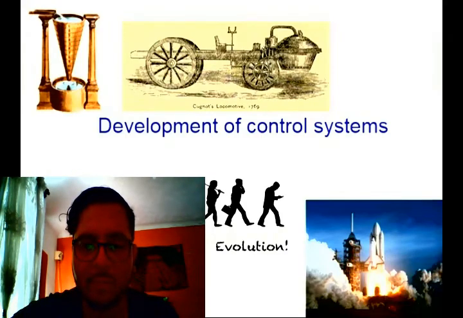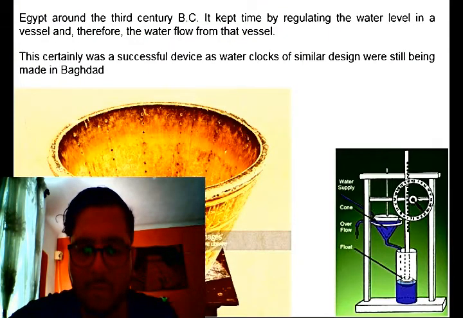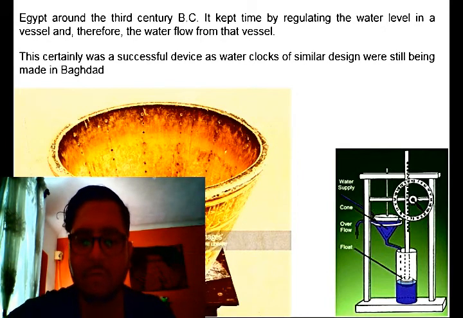Now we are explaining the evolution of control systems. In Egypt around the 3rd century BC, a water clock kept time by regulating the water level in a vessel and therefore the flow of water from that vessel. This was certainly a useful device, as water clocks of similar design were still being made in Baghdad.